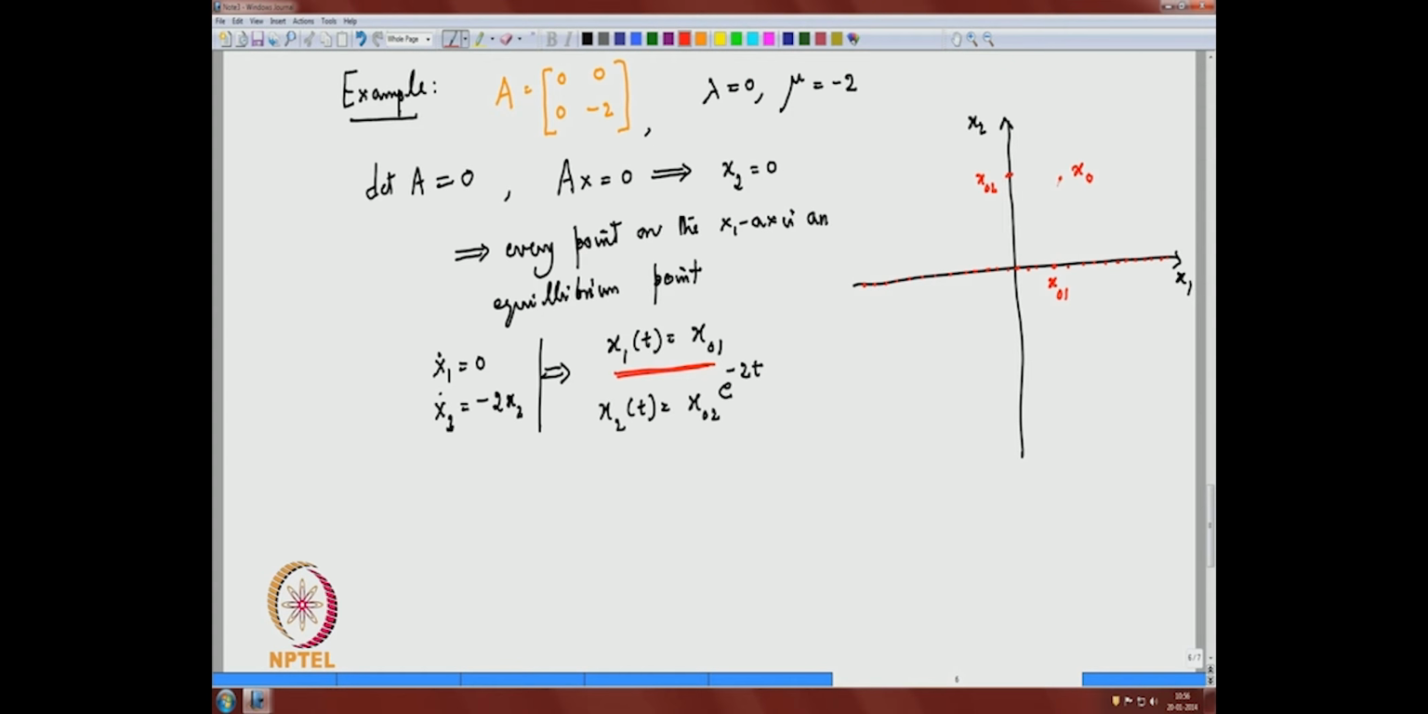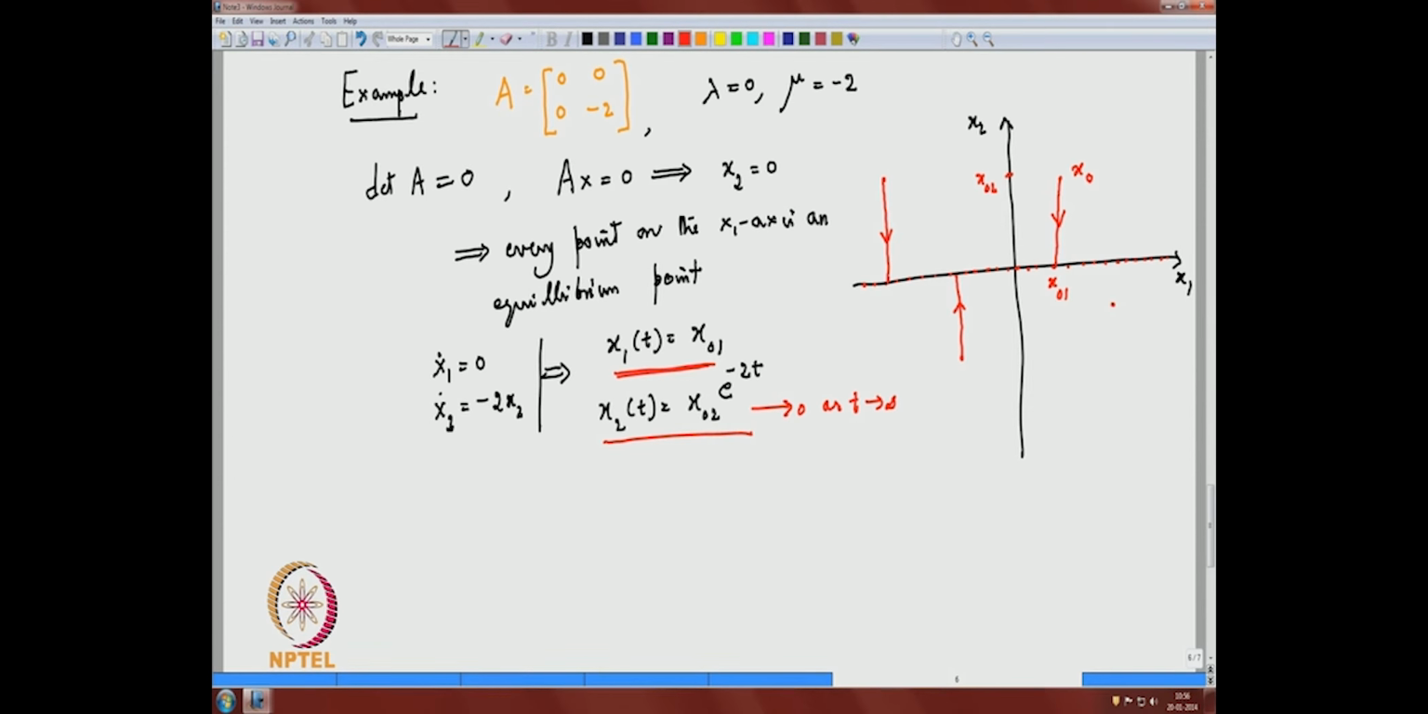So, if you start from here, the first component will not change, and the second component says that it will go to 0 as t tends to infinity. So, the second component goes to 0 and the x1 component will not change, it will remain. If it does not change, it has to come along this line. So, it will move along this one. Whenever you start here, the trajectory will move here as t tends to infinity. If you start from here, it will move to that.